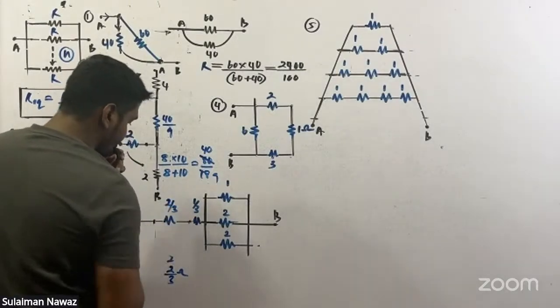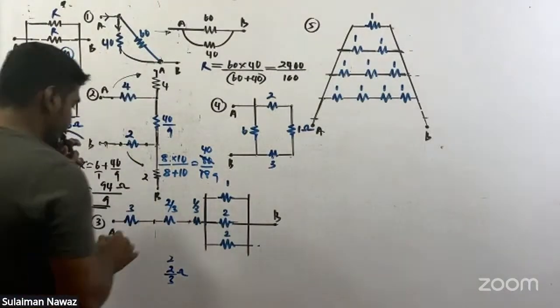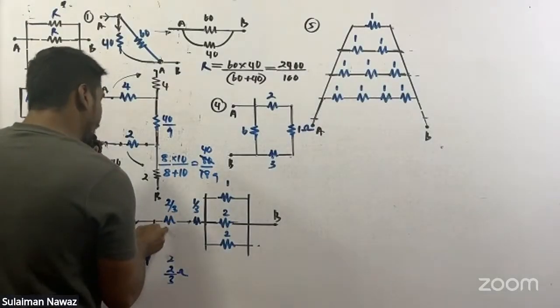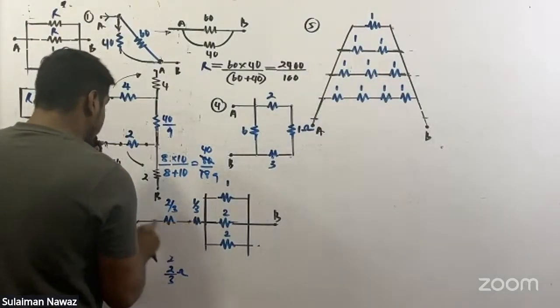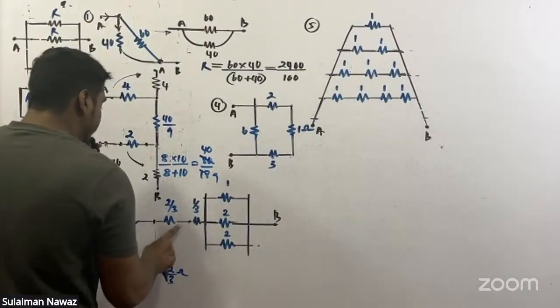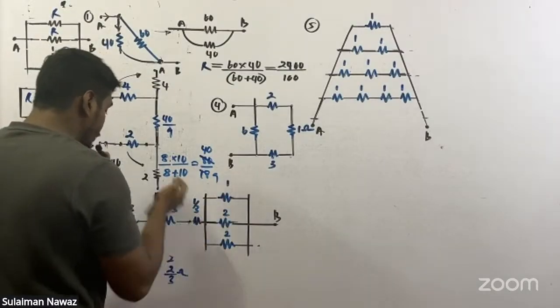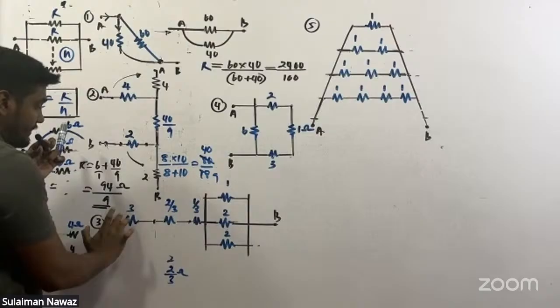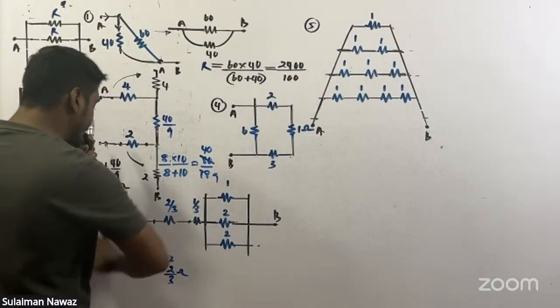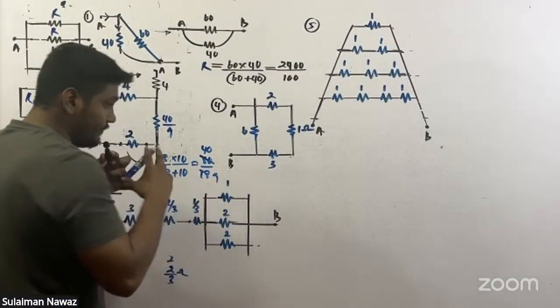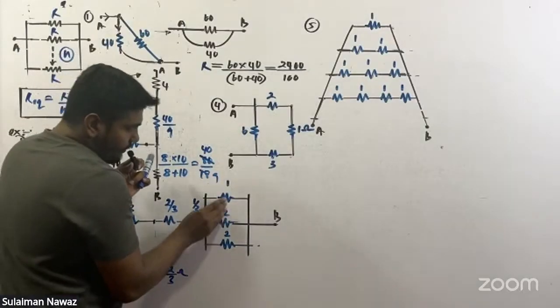2 over 3. And then this 3 ohms, 2 over 3 ohms, 1 over 3 ohms, these three are in series. We'll come to the story later. We'll catch these three later. Look at the story. Now see the trick.